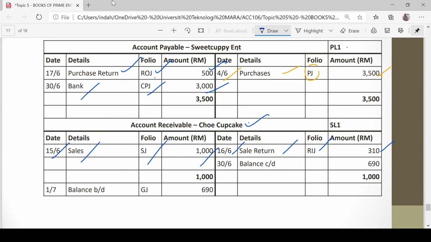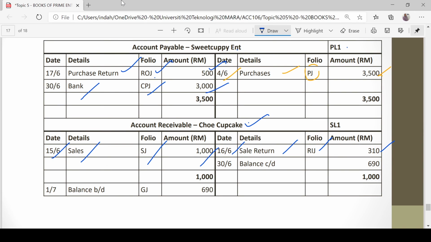Similarly for bank and the cash account, we only have total cash receipts and total cash payments. So please compare these two notes, note 4 and note 5. But at the end of the day, you are going to get the same balance c/d when you balance off. And when you prepare the trial balance, you are going to get the same total of debit and credit.